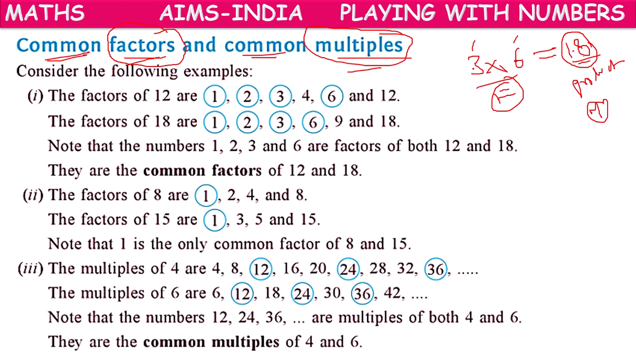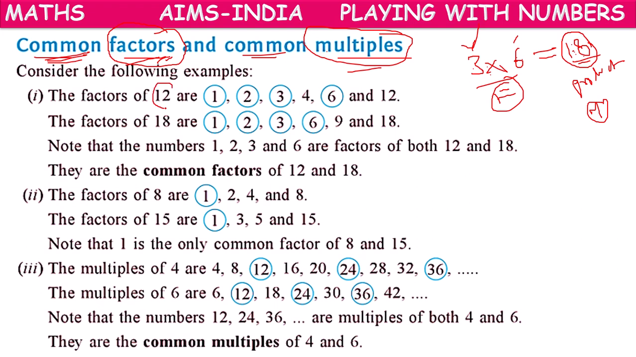Here, 3 is a factor of 18, and 6 is a factor of 18. So like that, factor means the number which can divide the given number exactly. Multiple means the numbers formed by multiplying the given number with natural numbers like 1, 2, 3 and so on. They are called multiples. Okay, now let's see about common factors and common multiples.